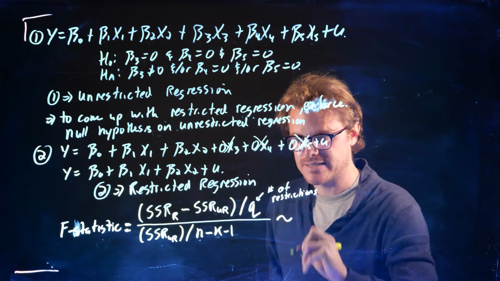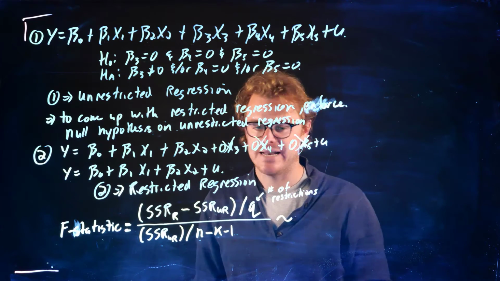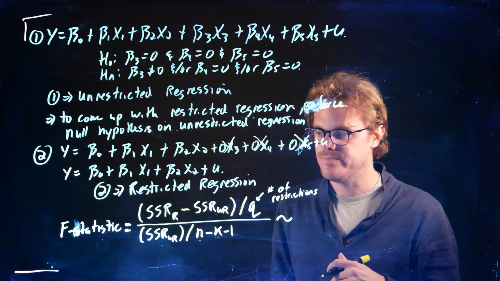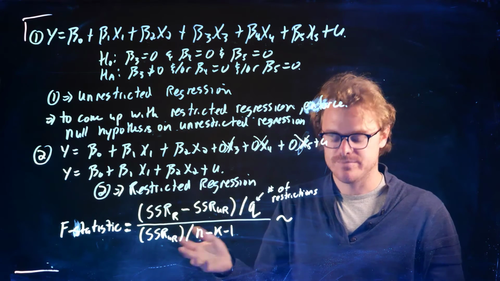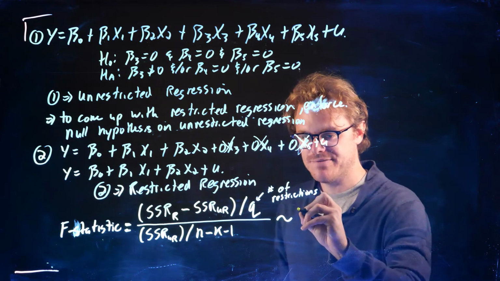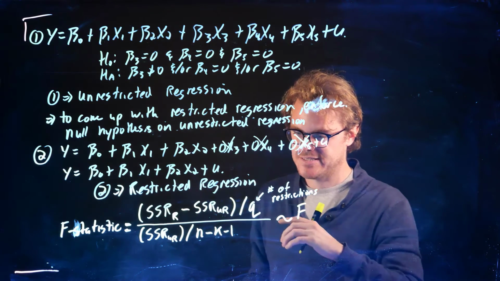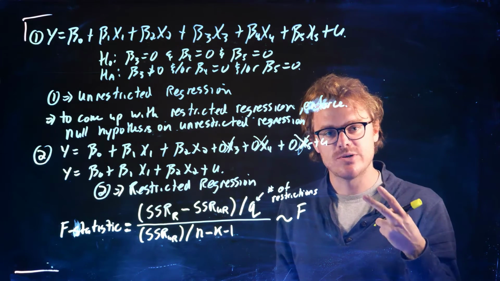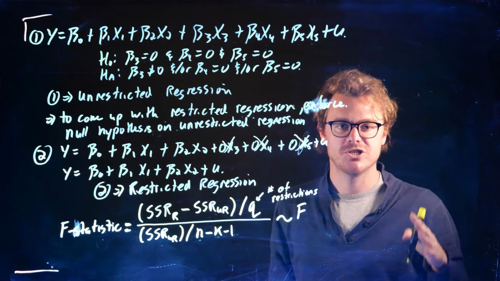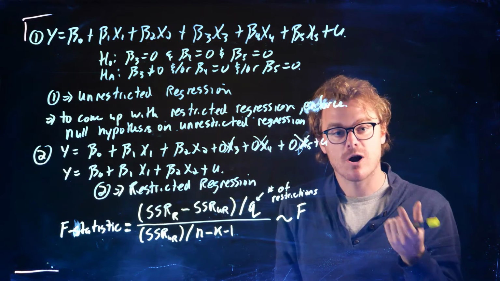And remember, our t ratio had a Student's t distribution. Well, this F statistic is going to have an F distribution. And the F distribution has, instead of just one degree of freedom that determines its shape, 2 different degrees of freedom that determine its shape. And these degrees of freedom are important, right?